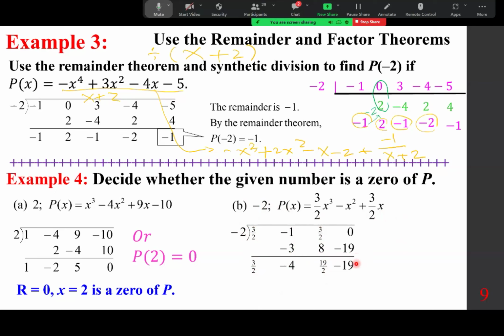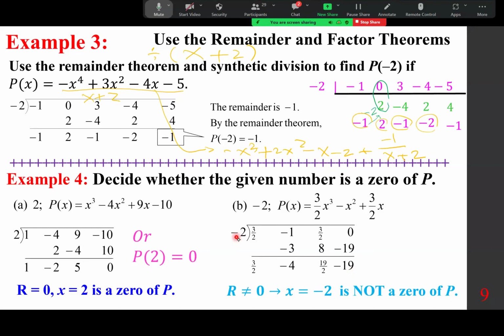So this is the remainder. So this is not a zero of p. So r is not 0. It doesn't matter what it is, as long as it's not 0, that means this one is not divisible by x plus 2. X plus 2 is not a factor of p of x. You can evaluate it at negative 2 and you get the same answer.